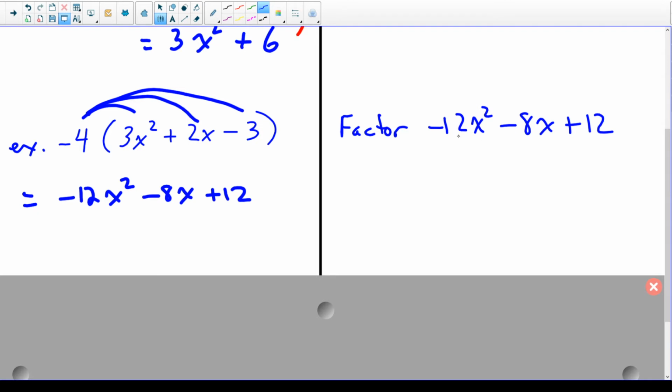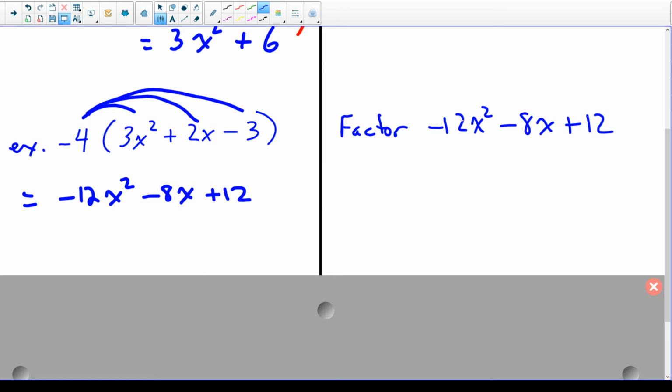So if you can train yourself to look at these three numbers, and you're eventually going to have to look at the letters as well. Now, these two terms have a common letter. There's an x squared and an x. That means both of them share at least one x. But the 12 doesn't have an x in it. So you can't have a common letter if it's not common to all three of them. But we do have a common number in all three.